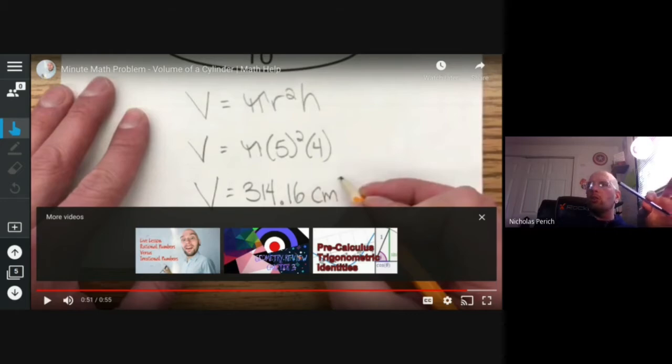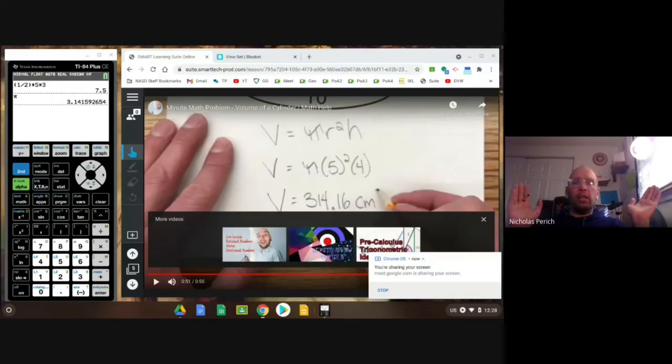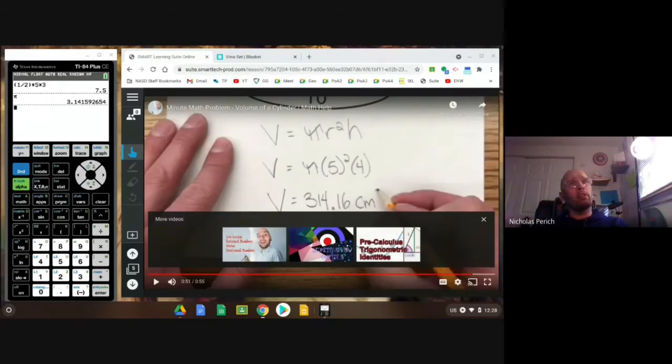So what you saw me do in the video is you saw me finding what the radius was. I wasn't given the radius. I was given the diameter. So I took the diameter and I cut it in half. That gave me the radius. Then I said, all right, well, my formula is V equals pi r squared h. I plugged it right into my calculator, got a terrible answer, and I rounded it to 2 decimal places.